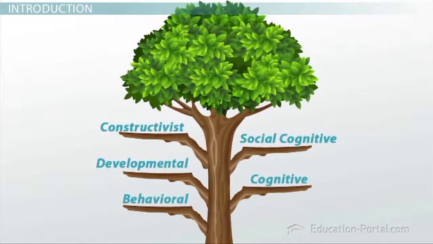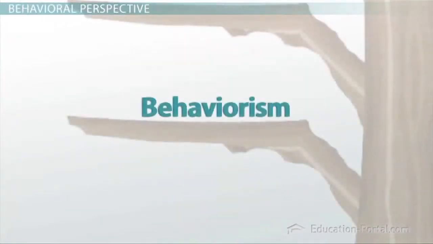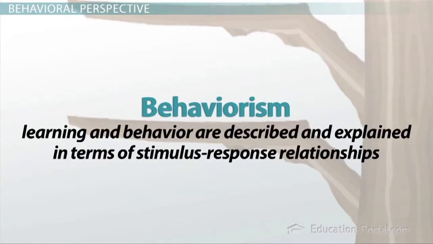Today, we will discuss 5 branches of educational psychology: behavioral, cognitive, developmental, social cognitive, and constructivist. Behaviorism is the theoretical perspective in which learning and behavior are described and explained in terms of stimulus-response relationships.